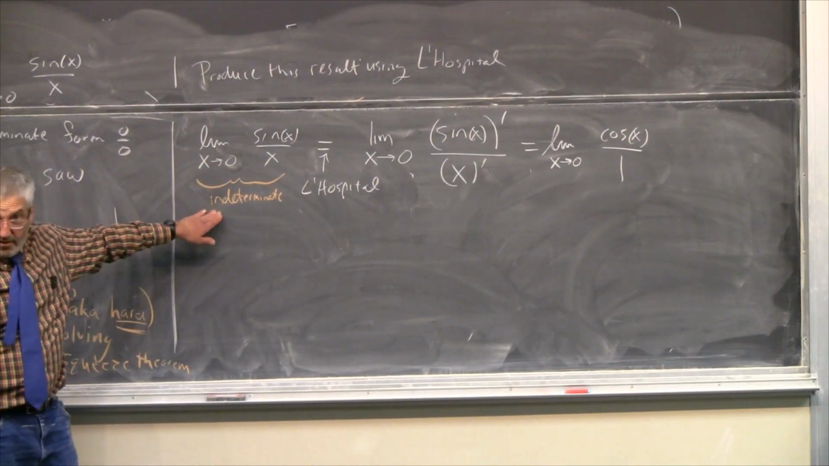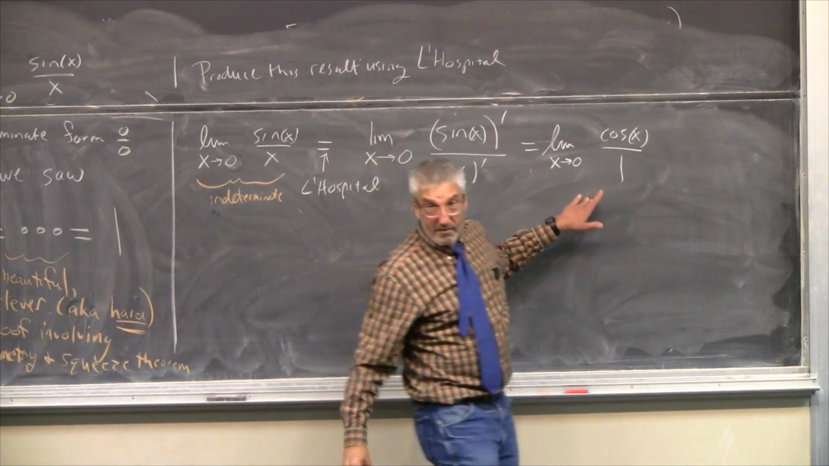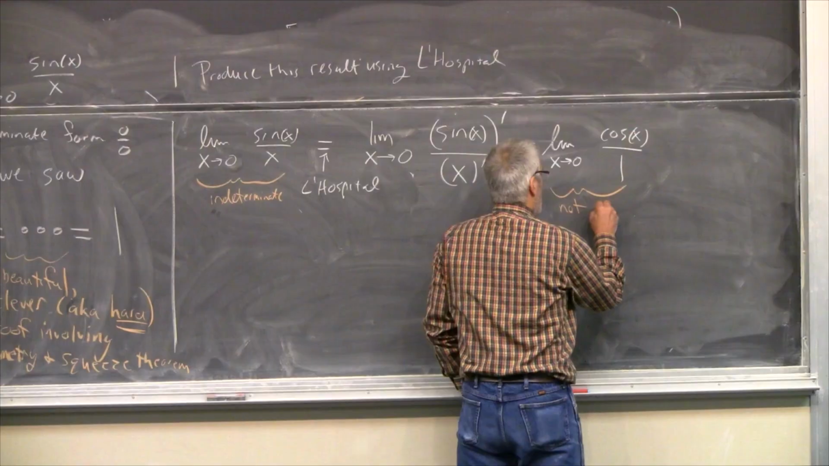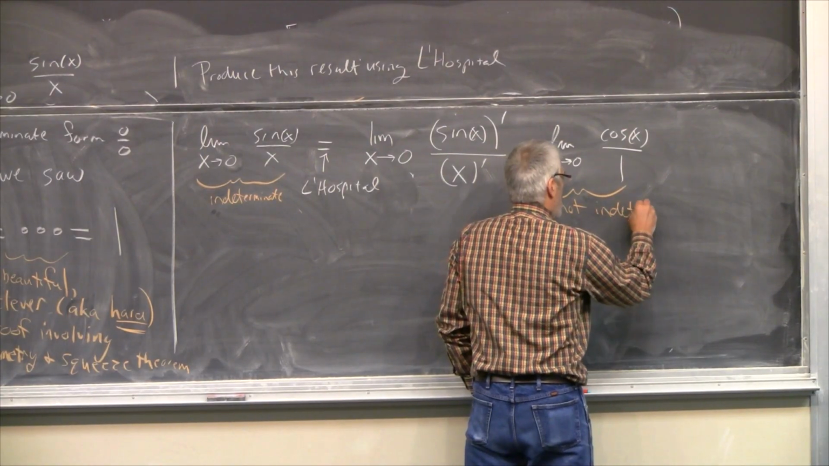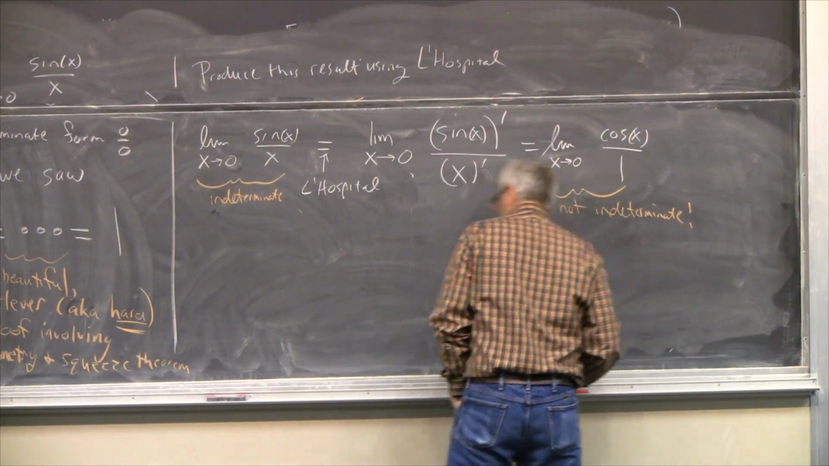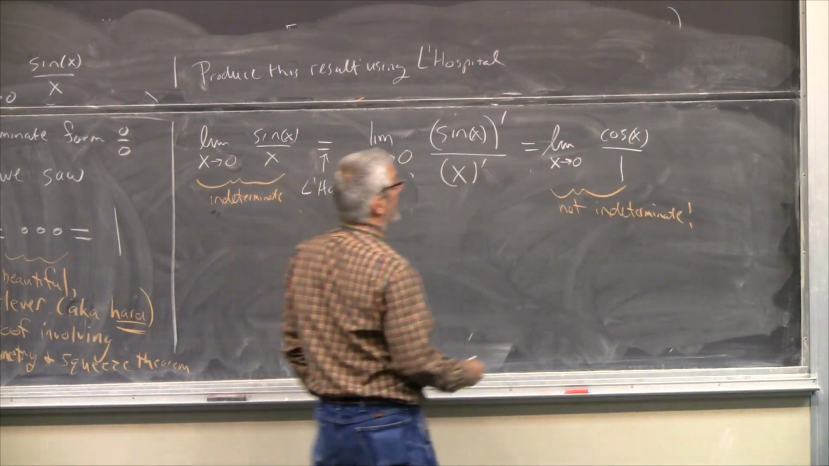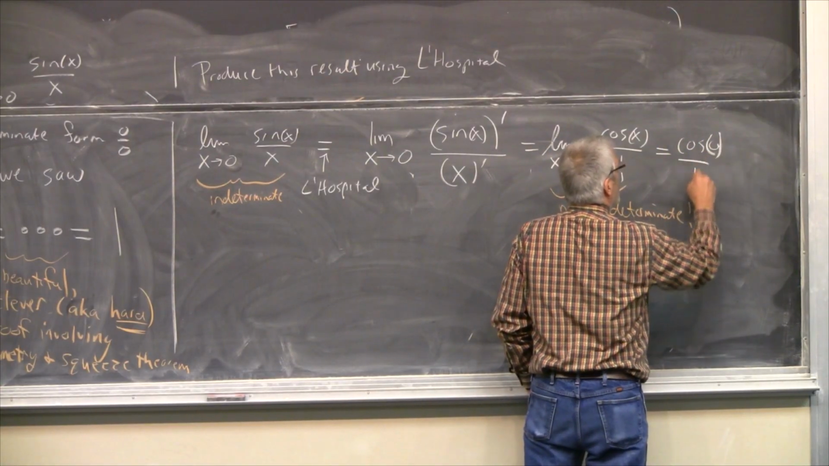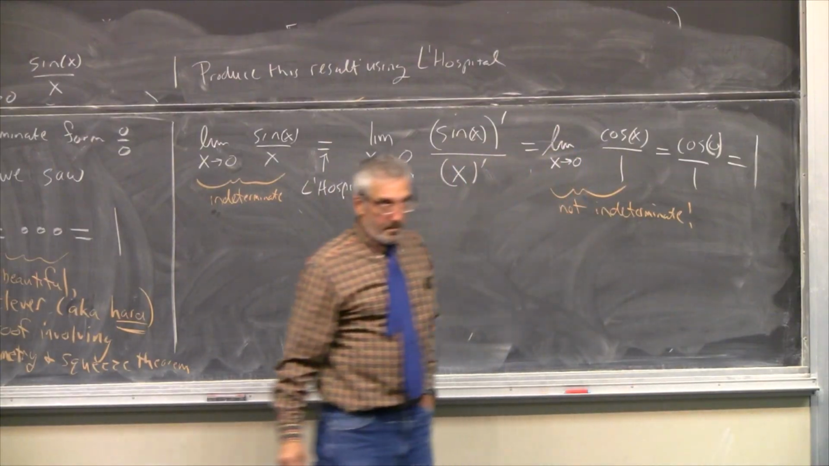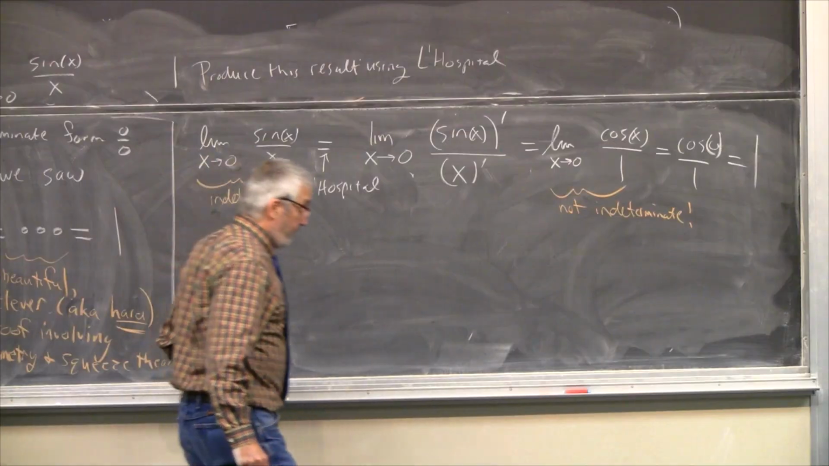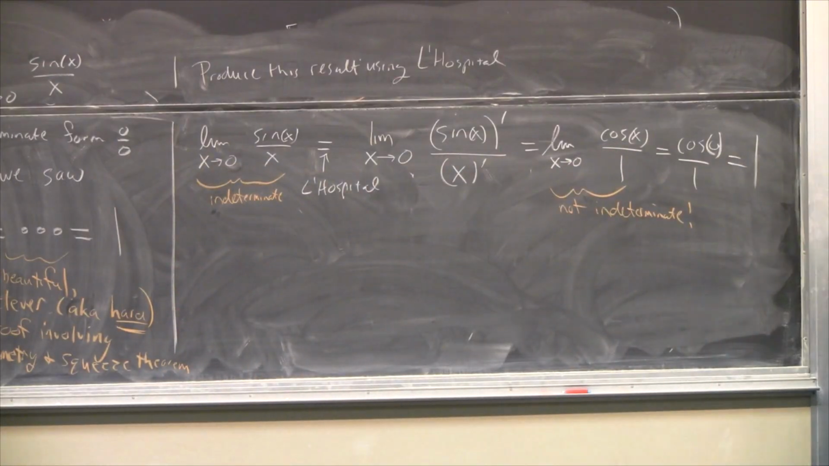Notice this is indeterminate. This is not indeterminate. So I get to just plug in the number. I get the number 1. So it's a one-line proof. Not nearly as pretty as the book's proof. But this is one that you can actually do.